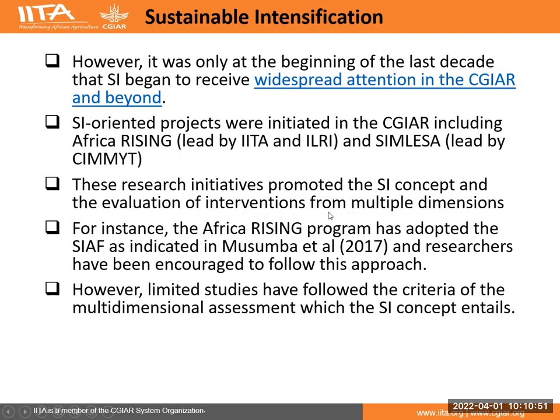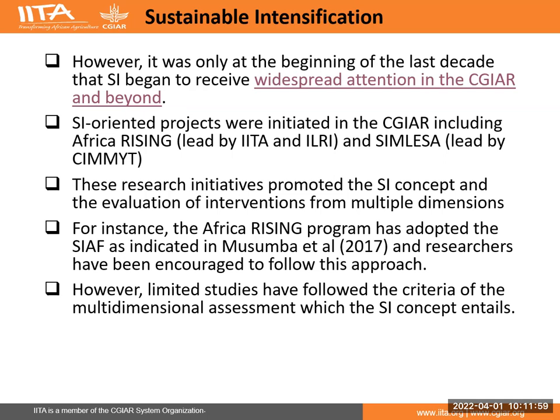Okay, however, although the sustainable intensification concept started in the late 1980s, it was only at the beginning of the last decade that SI began to receive widespread attention in the CGIAR and beyond. For example, this figure shows the number of publications on sustainable intensification. As you can see, the number of publications on sustainable intensification in reputable journals was very small in the 1990s, and gradually it has increased at a geometric rate. In the last decade, the attention is very high, and the number of publications has increased very much. So this shows the attention on sustainable intensification is increasing.